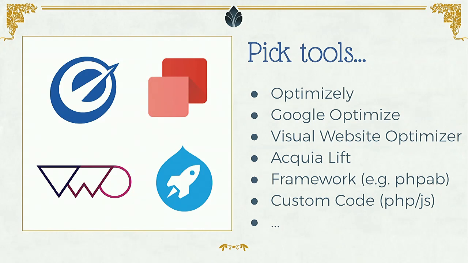All right, so for Optimizely, this is one of the software-as-a-service tools that you can use to do A-B testing. I'm going to go through the UI and do a demo, hopefully the internet will let me. Obviously, it's a third-party tool. You need to add some JavaScript on your site.